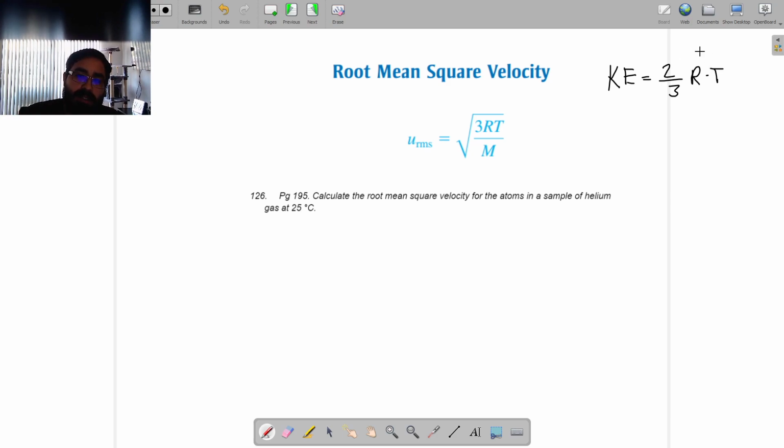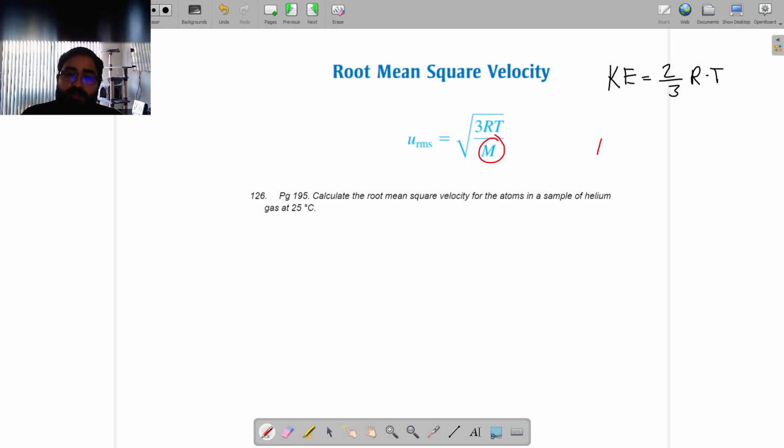I'm not going to show you the derivation. You know that 1/2 mv squared is kinetic energy. You set it equal to 2/3 RT, multiply both sides. Let's not do this. Anyways, from this equation, you get this one. Let me explain the portions of it.